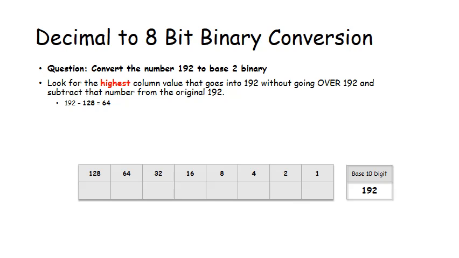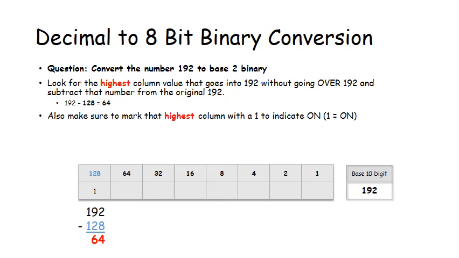The first thing you want to do is to look for the highest column value number from the base 2 table shown below that goes into the number 192 without going over it. In this case, that number would be 128. So you take the original 192 and subtract 128 to get 64, and then you make sure to mark the 128 column with a 1, which indicates on status.